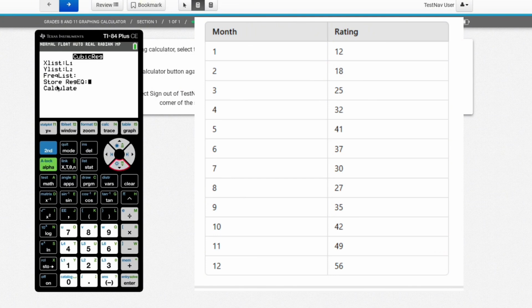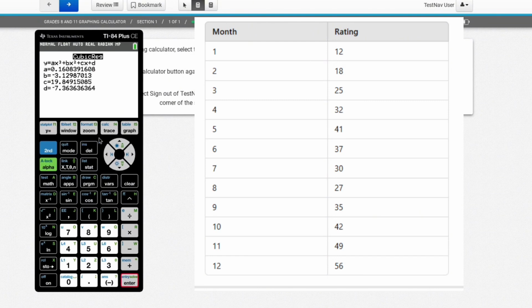By doing Store Reg EQ, I go to vars, go to yvars, hit enter, enter, and this is now going to save my equation into the y sub 1 part of y equals here. So this will help me for part C. But part B is me going to calculate, hitting enter, and getting that god-awful mess.